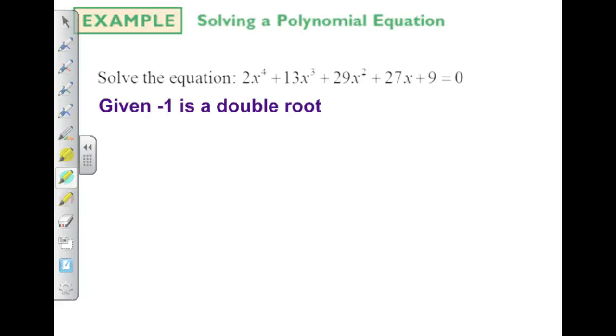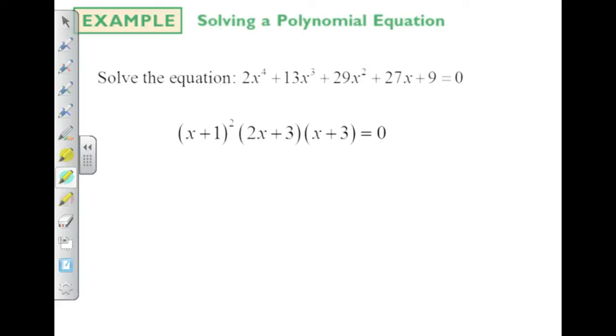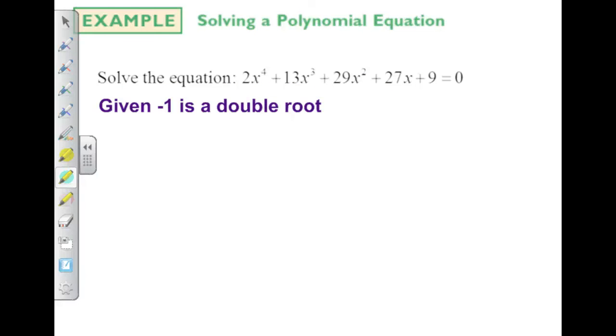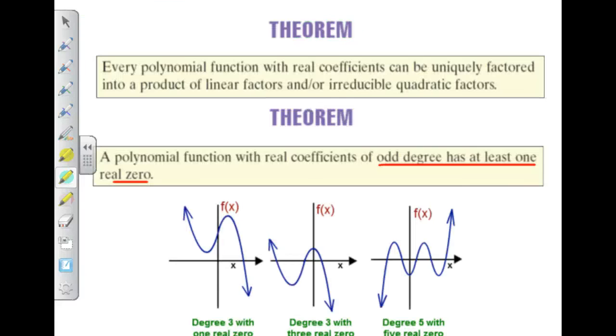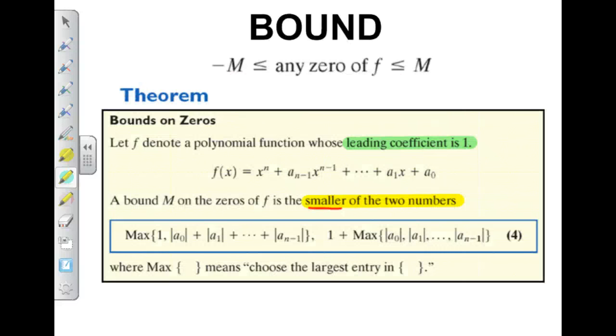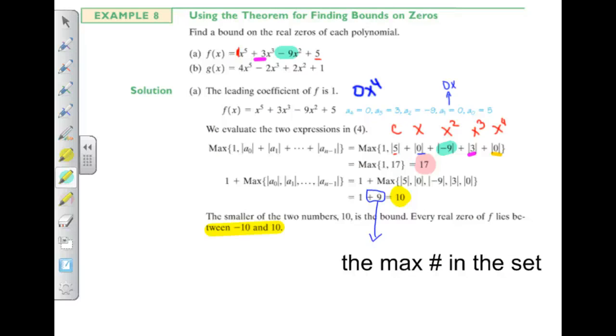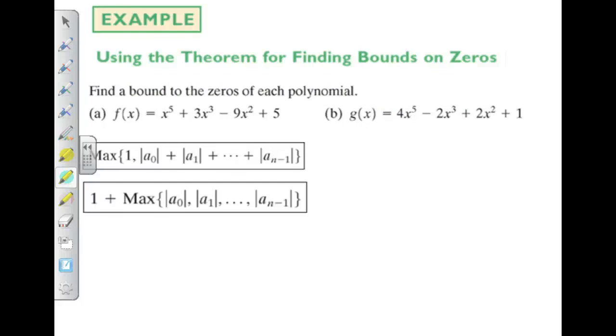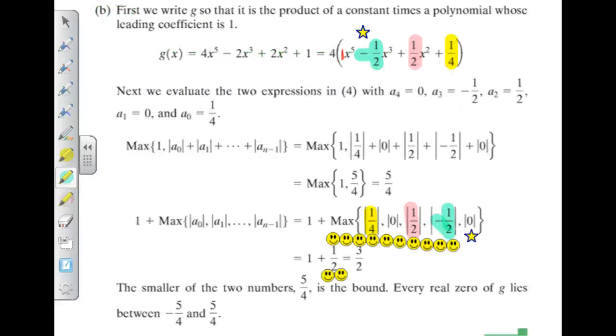Just discussing Descartes' rule of signs and the rational root theorem. There is another example where -1 is a double root, so you can practice that one if you'd like. And there's some bounds and some zeros on your MyMathLab, but I will not be testing over that. So you can read through the notes about finding your maxes and your bounds, but that will not be on your test.